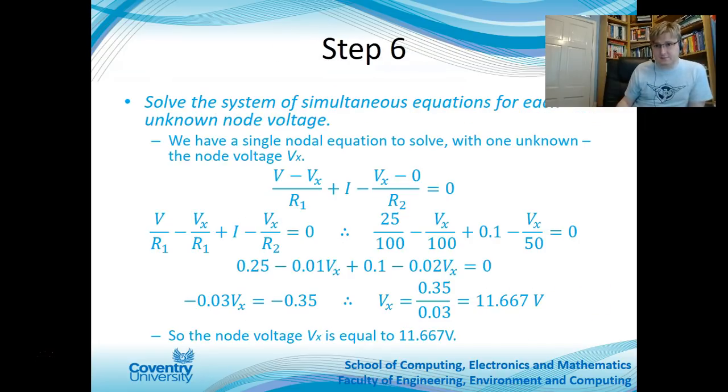So that node value vx is 11.667 volts. Now you know that, you can find all the voltage drops, which means you can find all the currents, so then you can find the power consumed and power supplied. Again, in this case, you didn't even have to do simultaneous equations, but if you have two unknown nodes, then yes, you would.